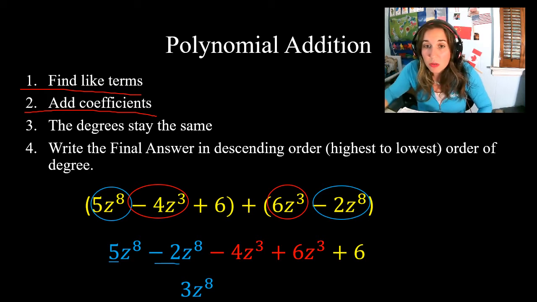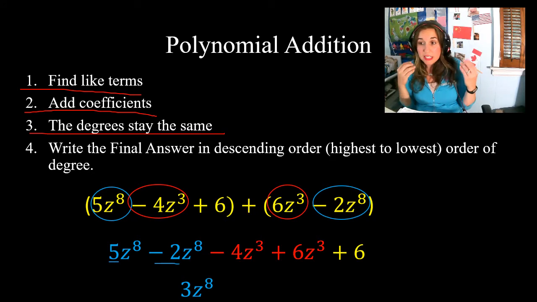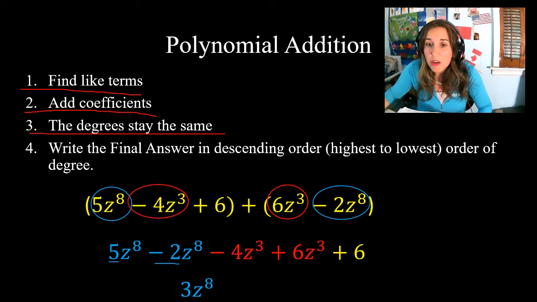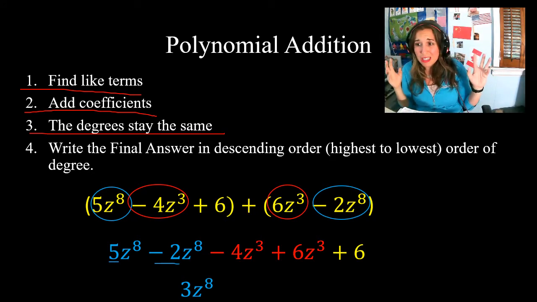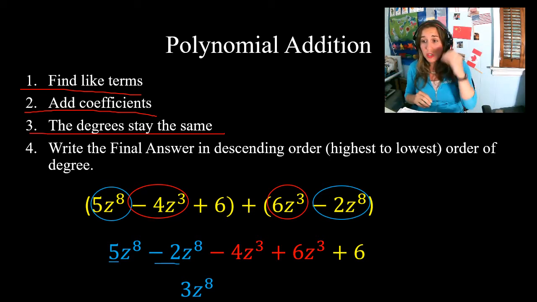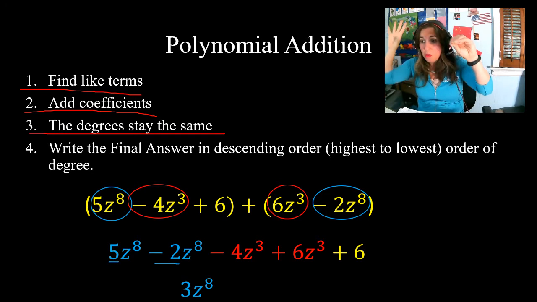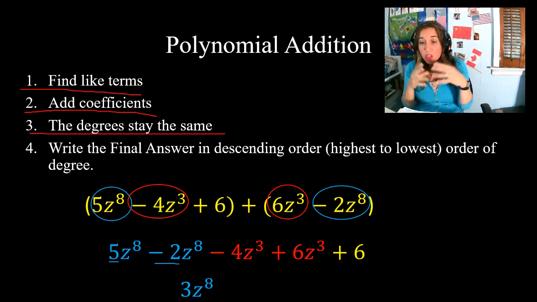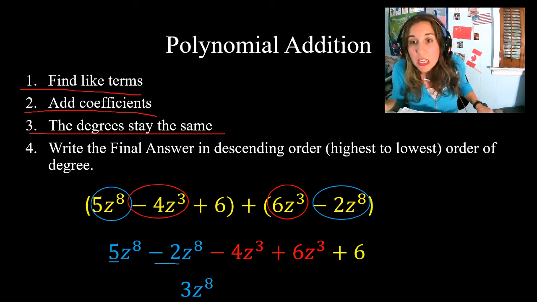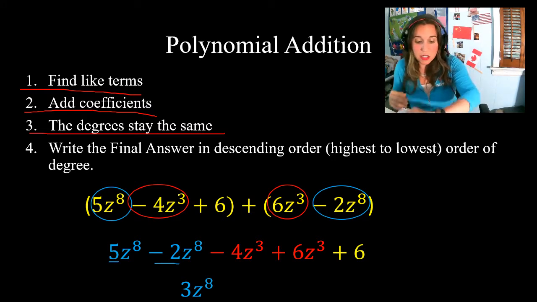Notice that this is really important. The degree stays the same, guys. We're just dealing with z to the 8ths with those terms, okay? We're not adding those degrees together. We're not subtracting those degrees together. The degrees simply stay the same because we're taking 5z to the 8th and we're adding negative 2z to the 8th. So our answer, we're going to be left with some amount of z to the 8th. Okay, so your degrees stay the same when you add and subtract like terms.